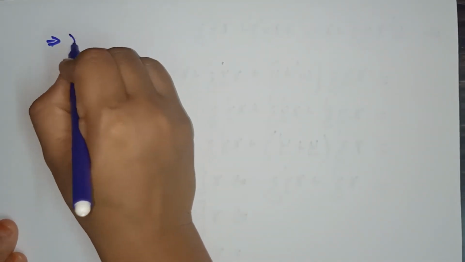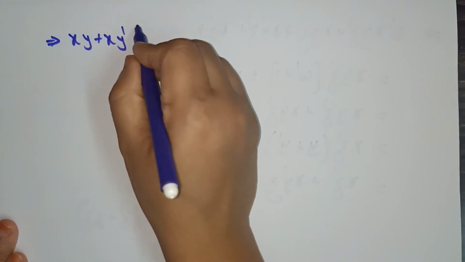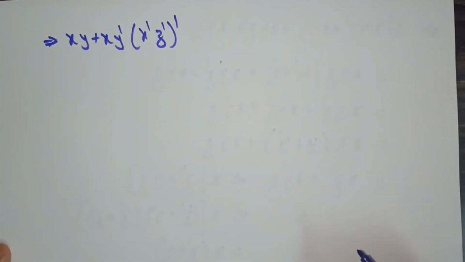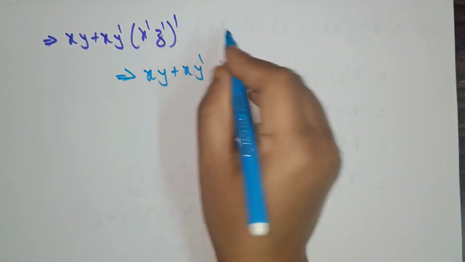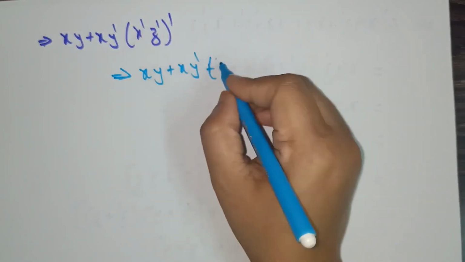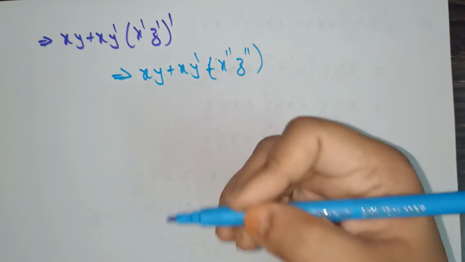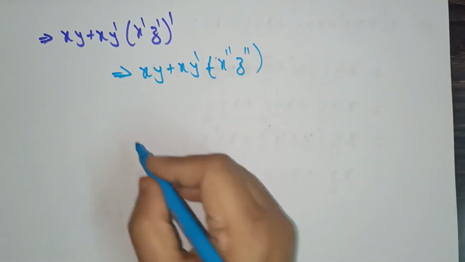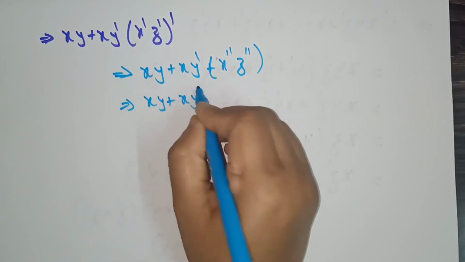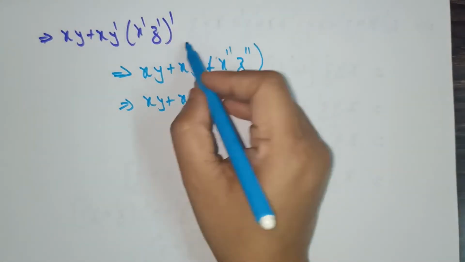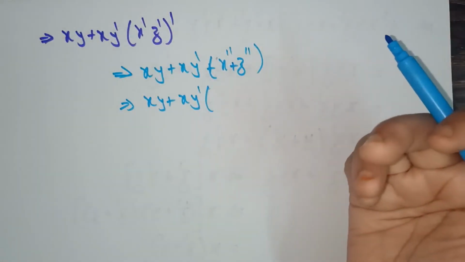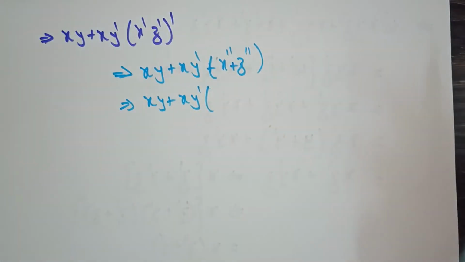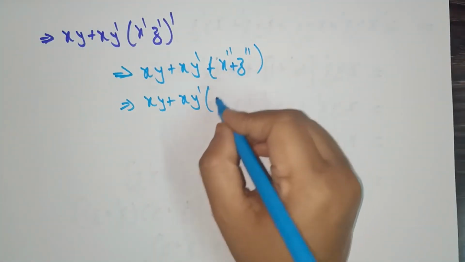So this is xy plus xy dash x dash z dash whole dash. So this is my equation. Try to minimize this equation by applying the formulas. So how can I do it? Just take xy dash into, it's nothing but x double dash z double dash. Anyhow, x double dash means x only, z double dash means z only. Xy plus xy dash, x dash y dash whole dash means x double dash plus z double dash. That is a formula. Z whole dash means x dash plus z dash. So x plus z.